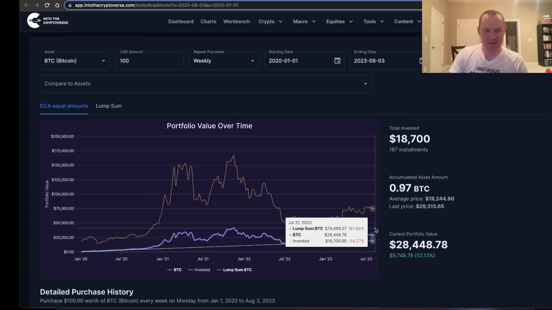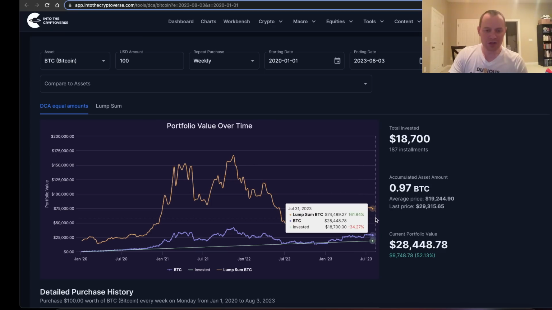In this case, if you would have invested $18,700 over the last 187 weeks in a DCA Bitcoin strategy, that would currently be worth $28,448. A lump sum strategy back then would now be worth $74,489. It's quite a useful way to look at the market.